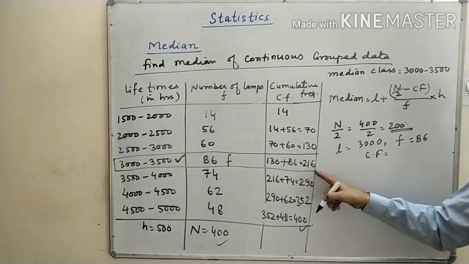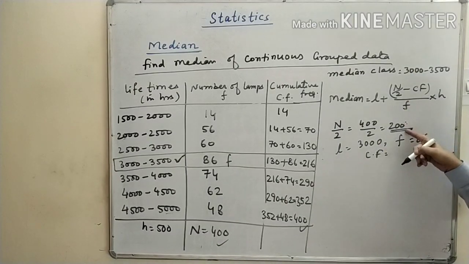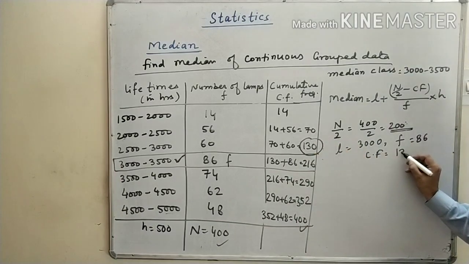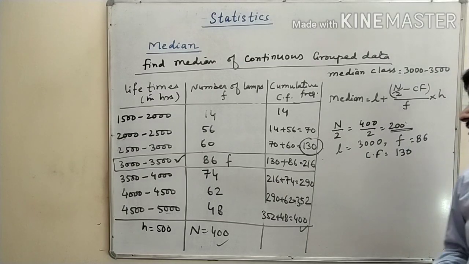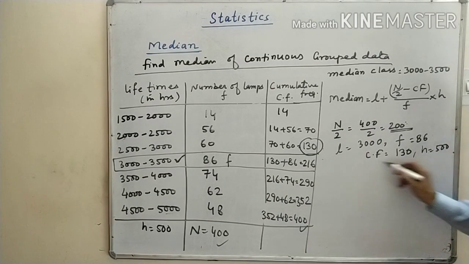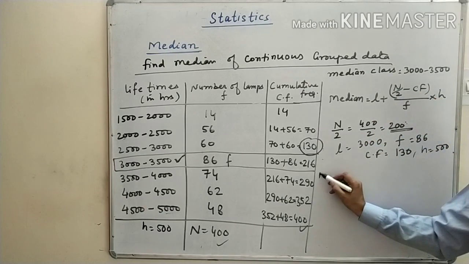Look here, you cannot take 216, because 216 is more than 200. So we take the one above, that is 130. The previous CF we always take, that is 130. And h we already know is 500. You put all these values in the formula, and you will get the median.